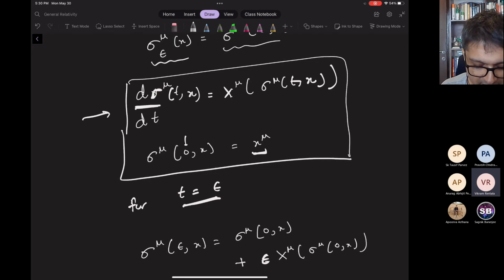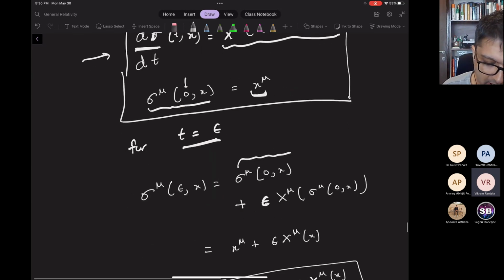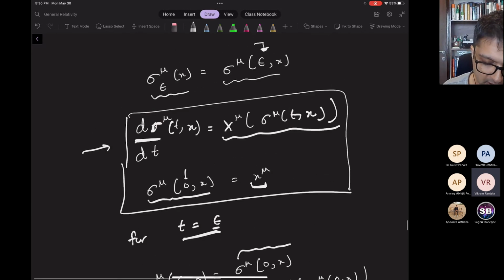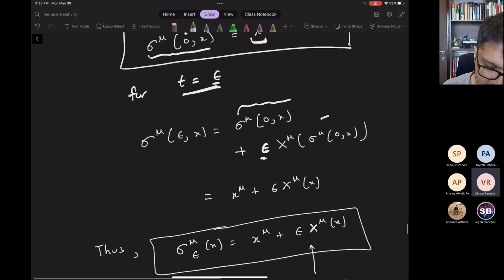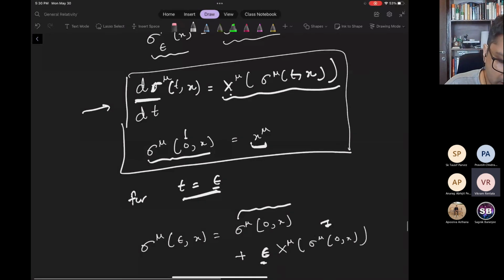It's basically the initial value, which is x mu, and this initial value x mu is just sigma mu 0 x. That's the initial value, plus dt times this capital X mu. And this dt is epsilon, the little amount in t that we move. So it's epsilon times X mu of sigma mu t x, or sigma mu, sorry, 0 x.